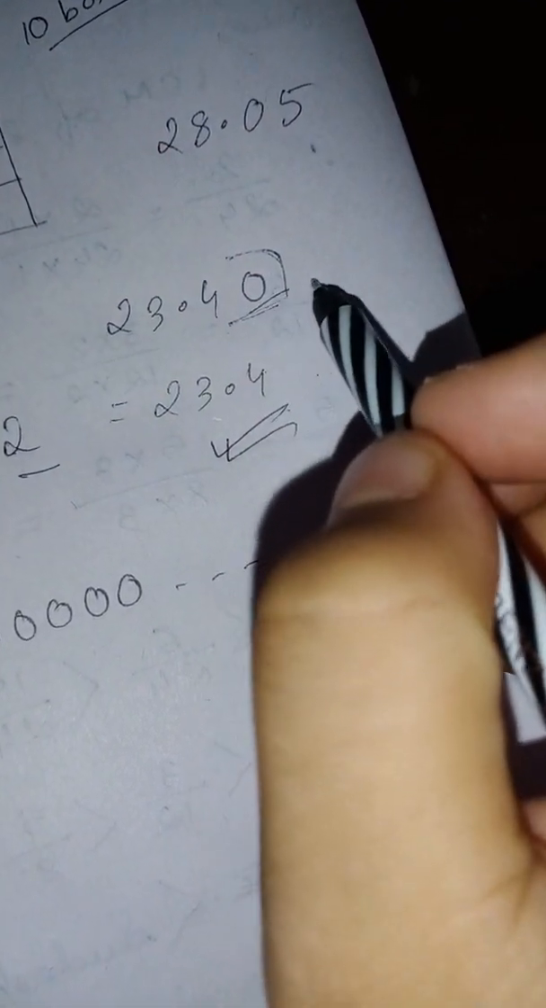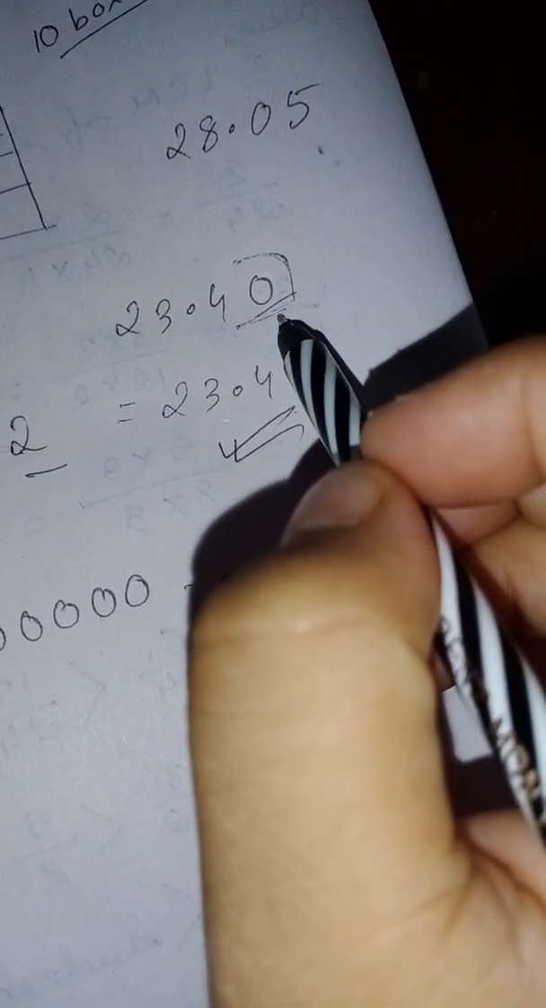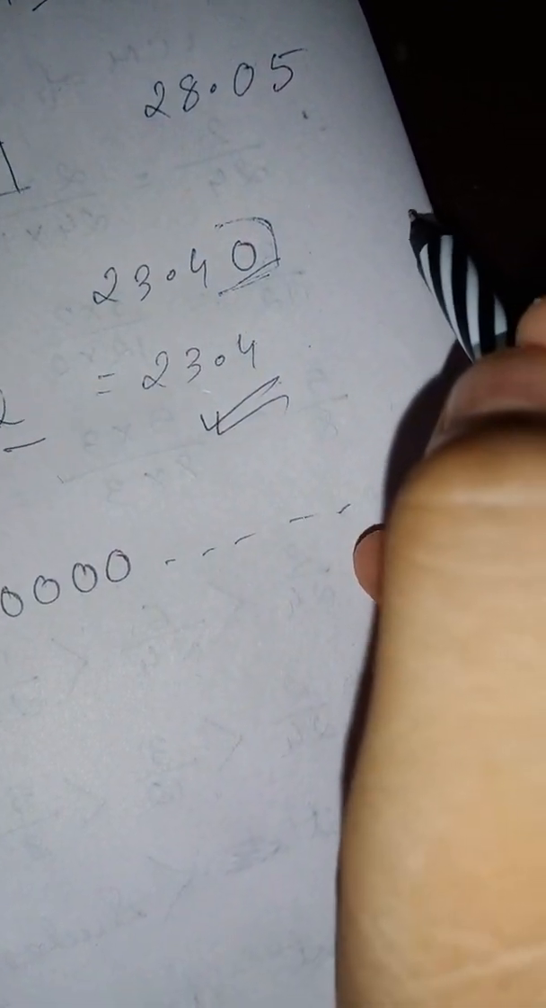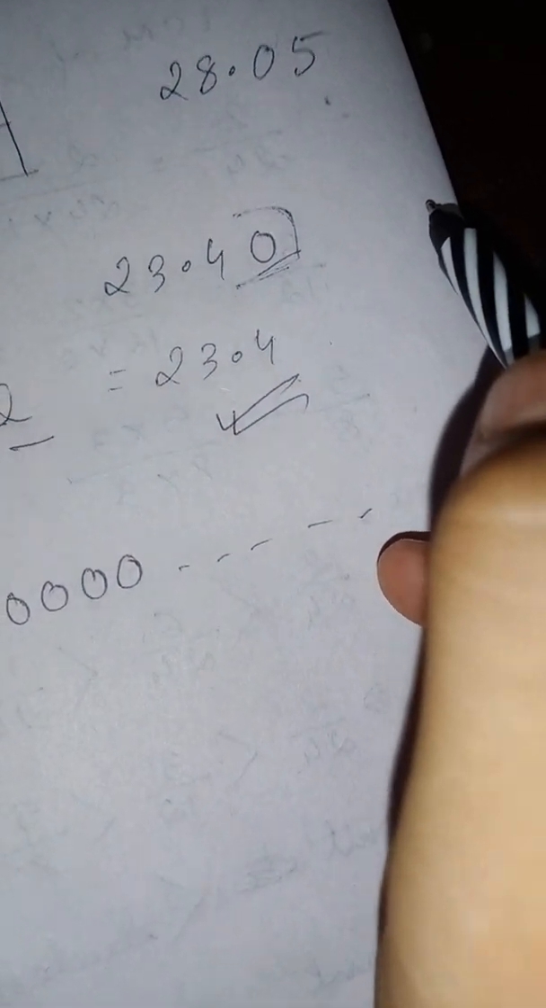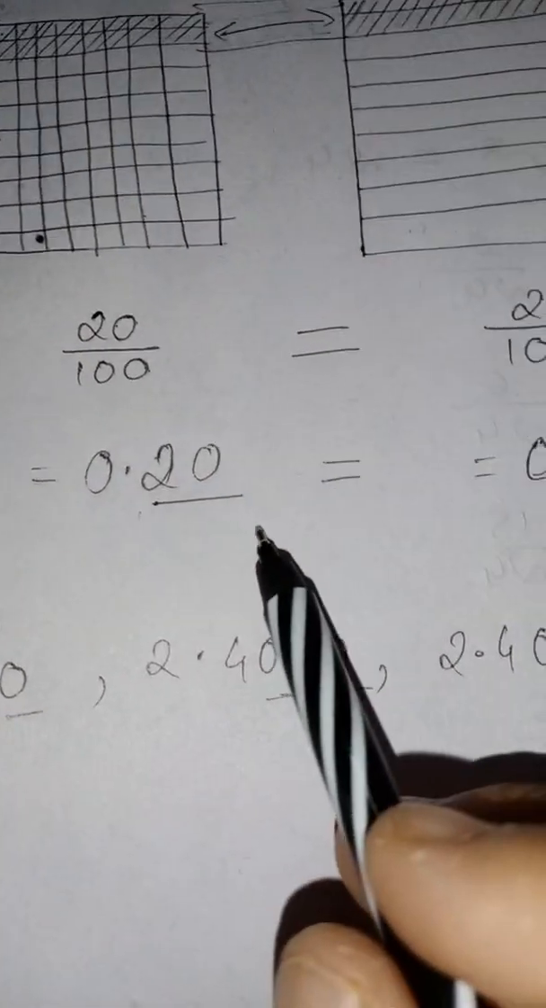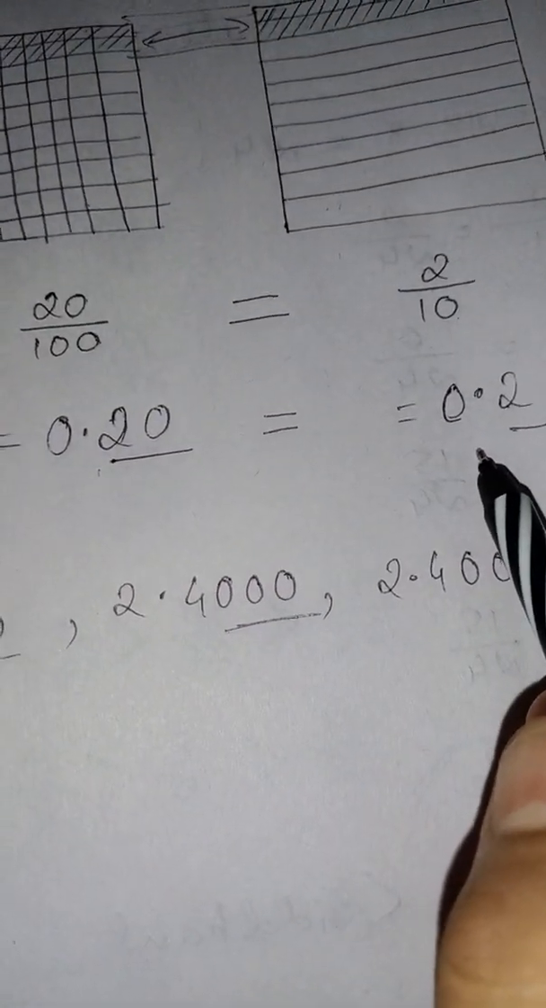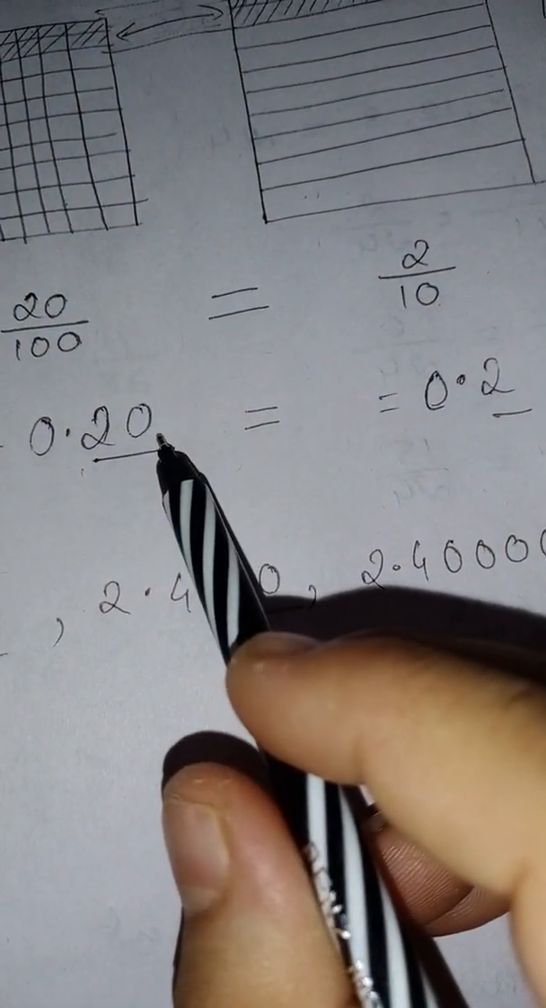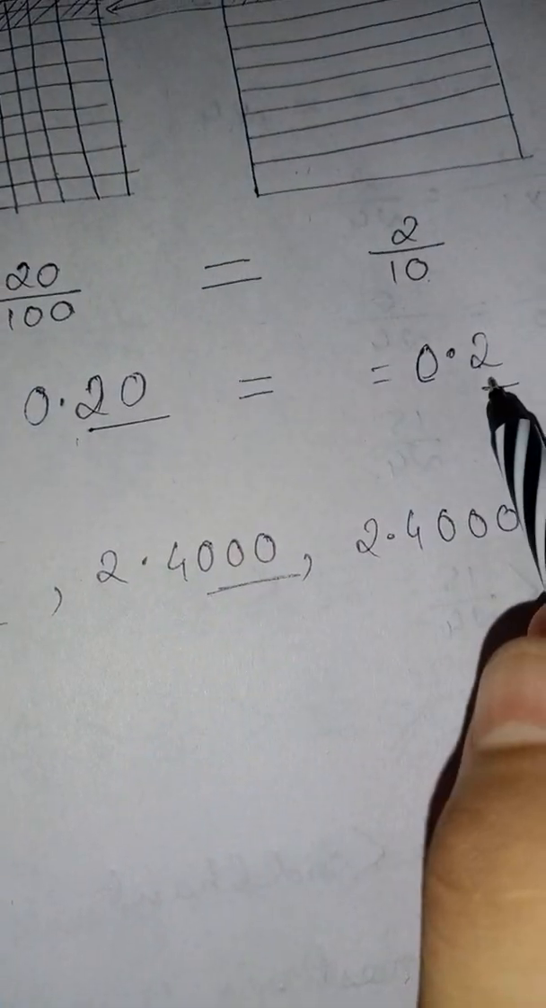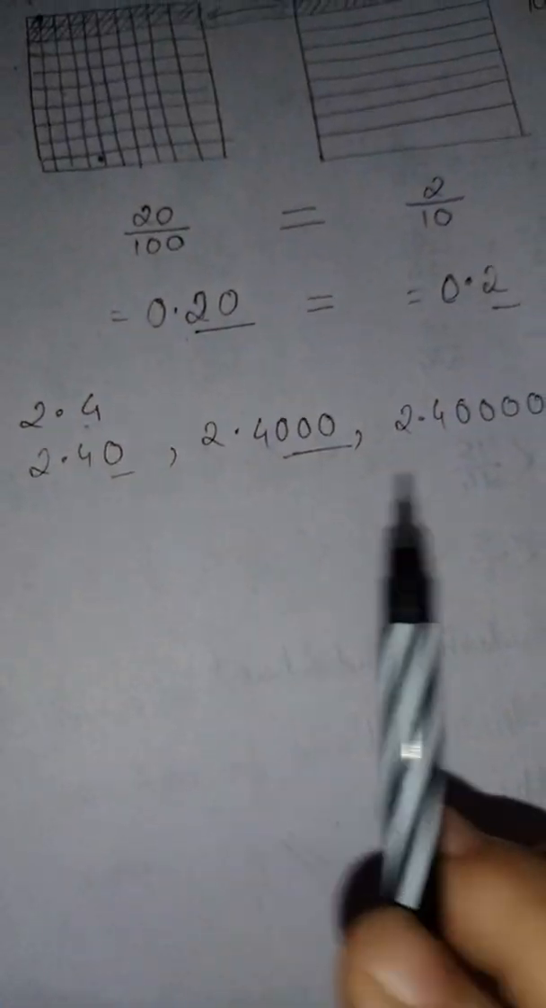But in this case there is no other digit after the 0, it is the last, so you can put as many zeros here because that won't change the value. That is why these two decimals are equal, because having a 0 at the end doesn't make any difference, it remains the same thing. So this is what equivalent decimal means.